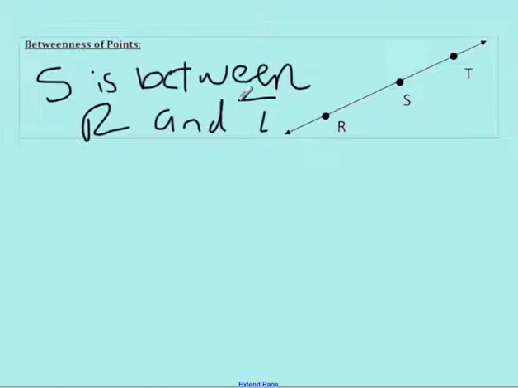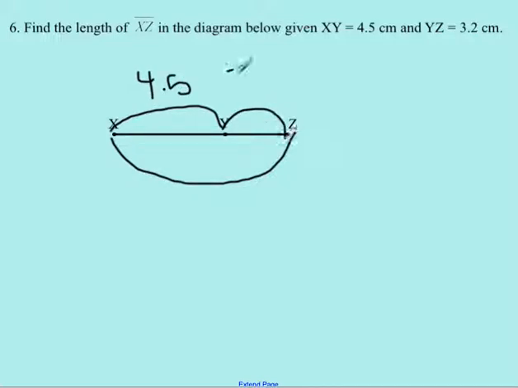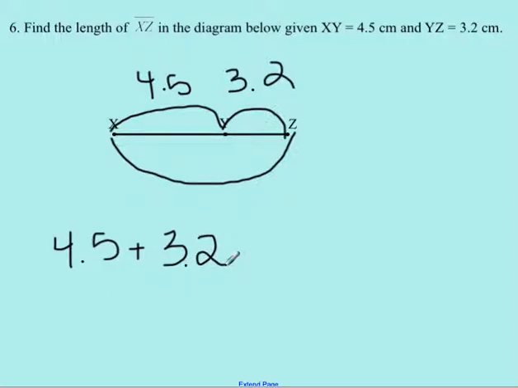Okay, so let's go ahead and move forward, and let's take a look at how we're going to use this betweenness idea. Okay, so it wants us to find the length of XZ. So it wants us to find the length of this whole line. When we know that XY is going to be 4.5 and YZ is going to be 3.2. So to find the length of the whole thing, we're just going to add those two together. So 4.5 plus 3.2. And that's going to give us 7.7 centimeters. This is good.